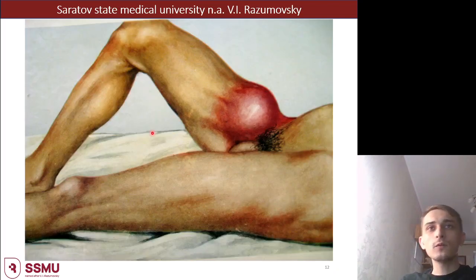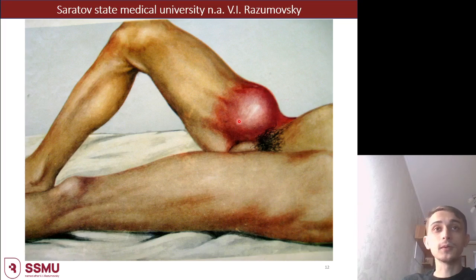And one more photo or picture with a bubo of the leg. So we can see a lymphatic node which is increased in size, has a red color, and is really painful. Any touch in this place will lead to great pain, and it's a typical manifestation of it.